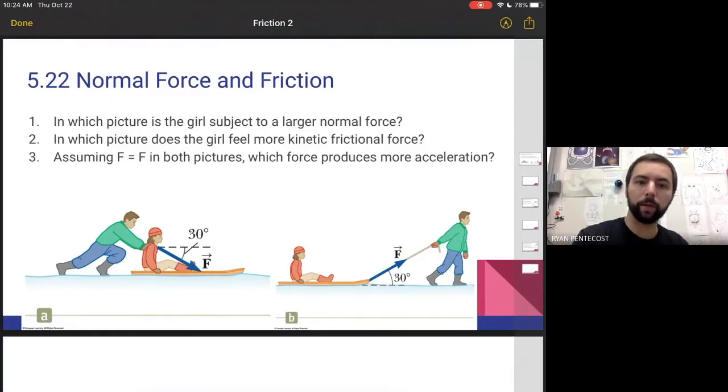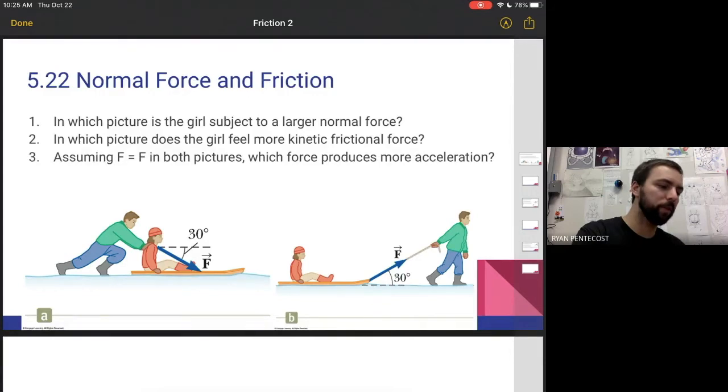Okay, so in which picture is the girl subject to a larger normal force? Well, we can see that in the first picture, this is a boy pushing a girl on a sled. And we all know that if you're significantly taller than the person sitting, it's kind of hard to push completely horizontally. You're pushing down a little bit. Then in the next picture in letter B, he is pulling up on a rope, where obviously you can't pull horizontally, then you'd be pulling on the ground. So there's always angles involved in these kind of scenarios. In which picture is the girl subject to a larger normal force?